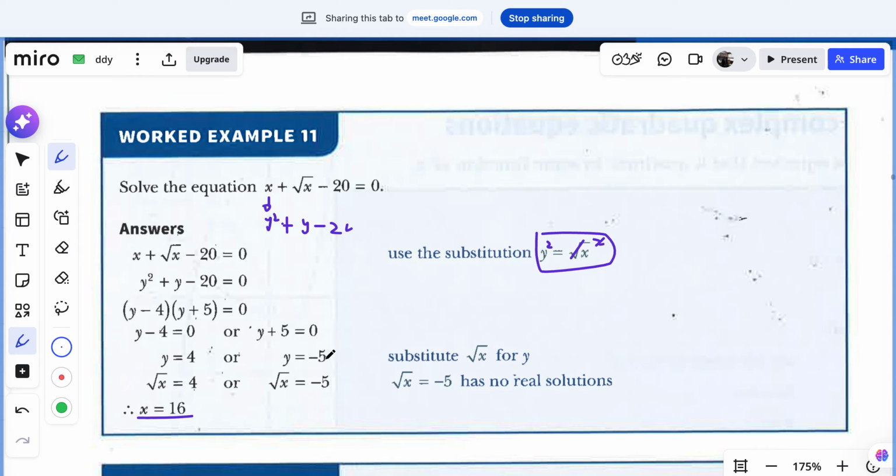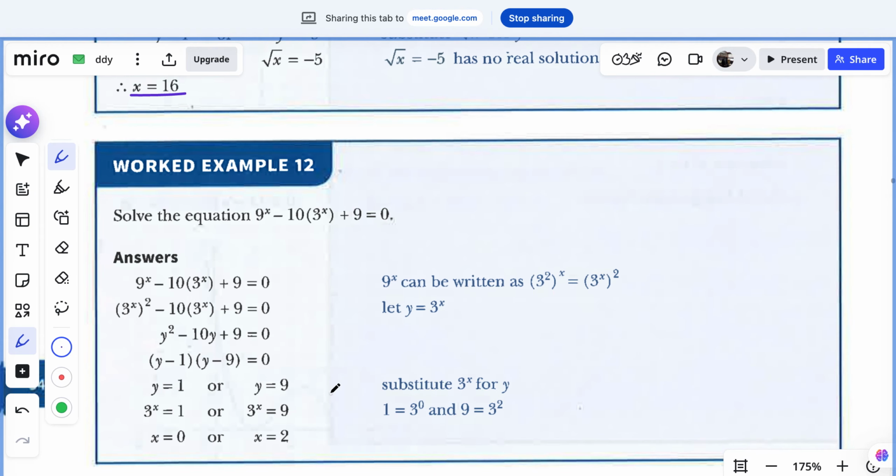Now for this one, y equals negative 5. Root x equals negative 5. If you square both sides, square will cancel, x will be equal to negative 25. This one has no real root solution. Okay, the second one has no real root solution. Okay, so we're done with that.